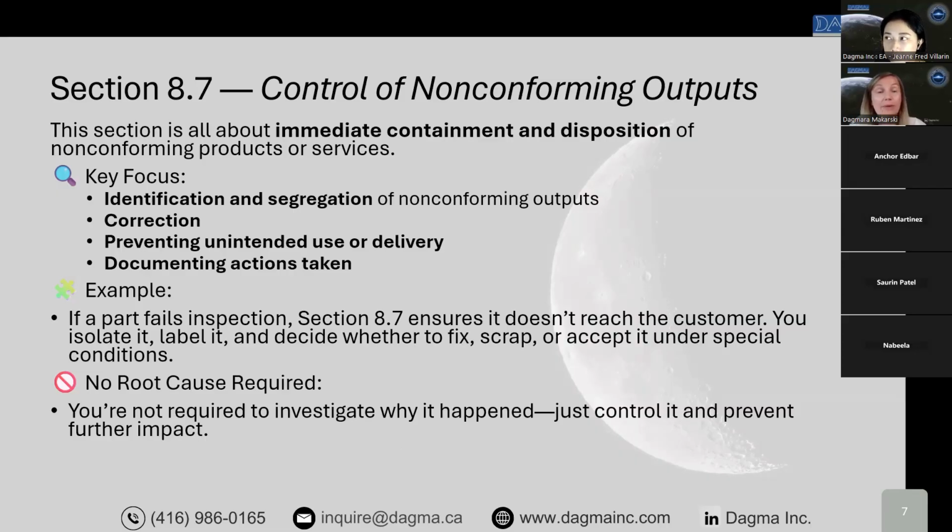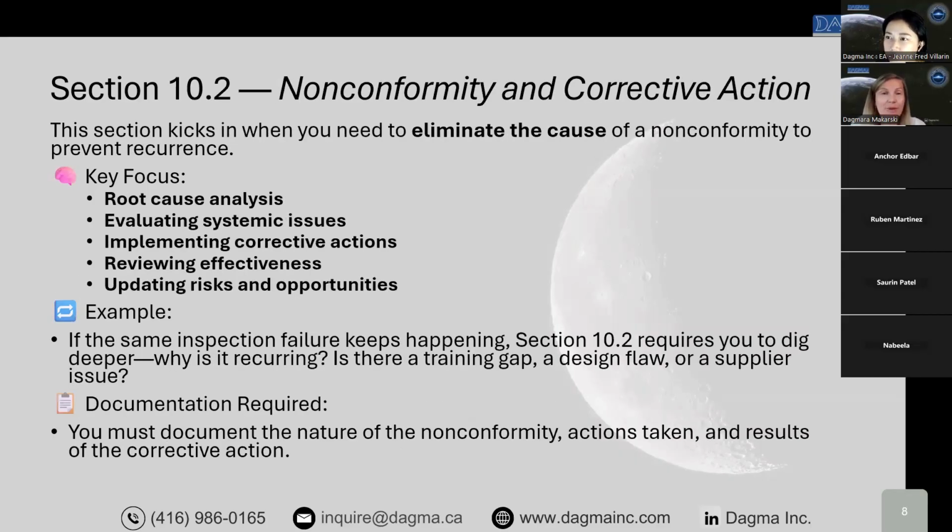If you find that the problem may be reoccurring or these problems may be systematic, so there's always a good opportunity to analyze the sources of our nonconformances coming out of production and, of course, the product and service that we provide. Section 10.2 is nonconformity and corrective action. So this kicks in when you need to eliminate the cause of a nonconformity to prevent reoccurrence. So this can be a continuation of what was identified in Section 8.7, or it can have a completely new source. The key focus here is your root cause analysis, evaluating your systemic issues, implementing corrective actions, so permanent corrective actions, reviewing the effectiveness of those actions, and updating your risks and opportunities.